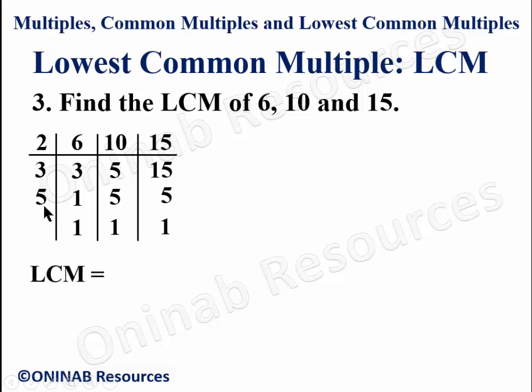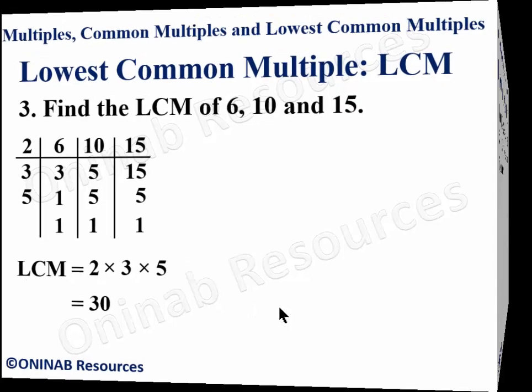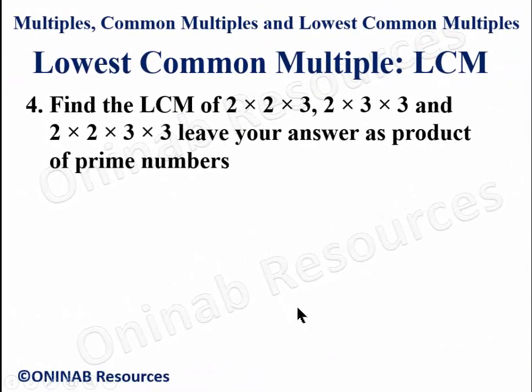So our LCM now will be 2 times 3 times 5. 5 times 3 is 15. 15 times 2 gives 30. The LCM of 6, 10, and 15 is 30. Then we go to problem 4.